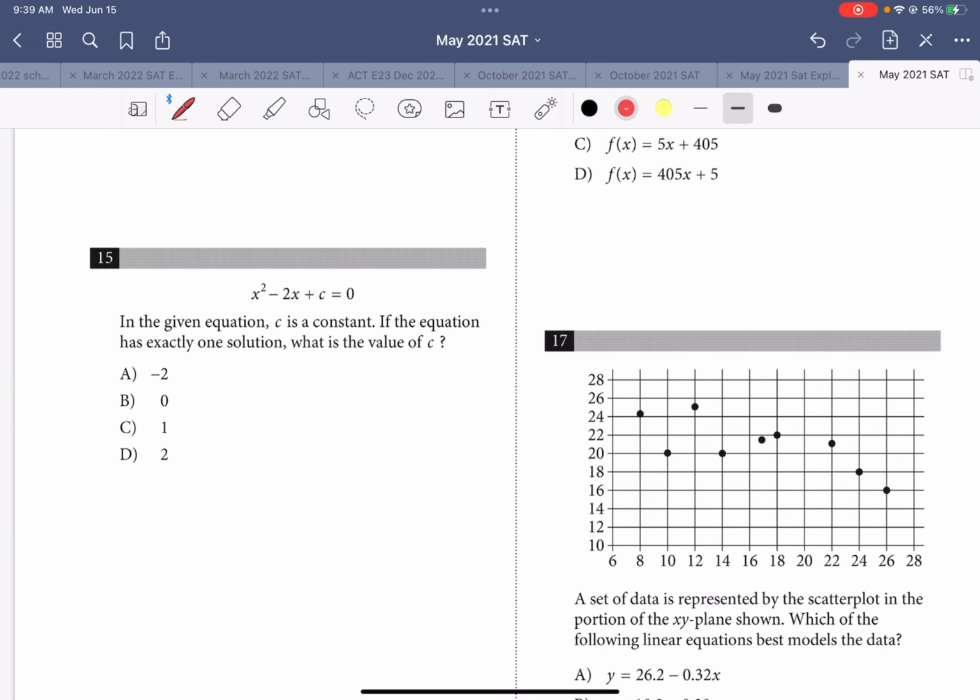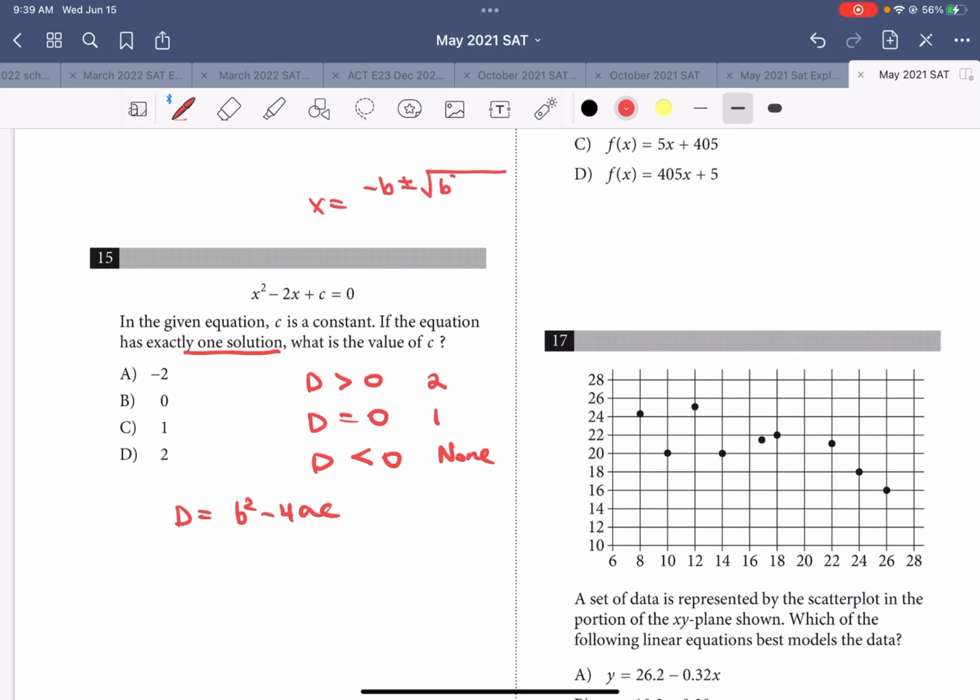Number 15, you have a quadratic equation, and C is a constant, and the equation has exactly one solution. Exactly one solution means, remember that, for a quadratic equation, if D is greater than 0, there are two real roots, two solutions. If it equals 0, then one real root. If it's less than 0, then no real root. Okay? So D means discriminant, b squared minus 4ac. It comes from the quadratic formula. If you remember, x equals negative b plus or minus the square root of b squared minus 4ac, all over 2a.